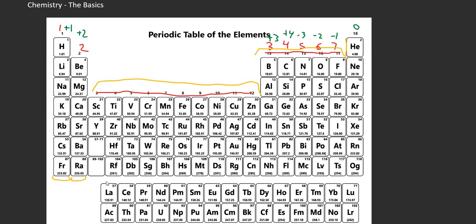And then down here you have the lanthanides and the actinides, and these are your radioactive elements. These are your elements that you think of when you think of the nuclear industry, like plutonium and uranium. So that's just a brief overview of the periodic table, and we'll be coming back to this later when we discuss periodic trends and behaviors.